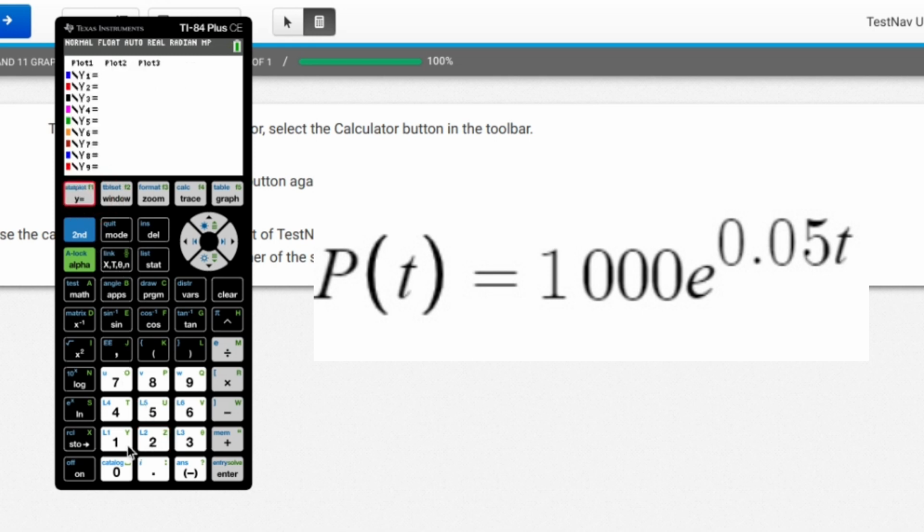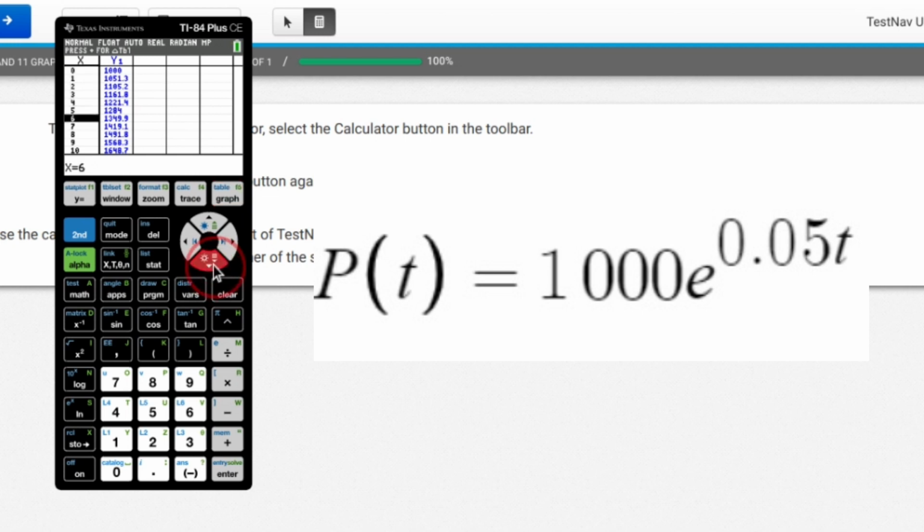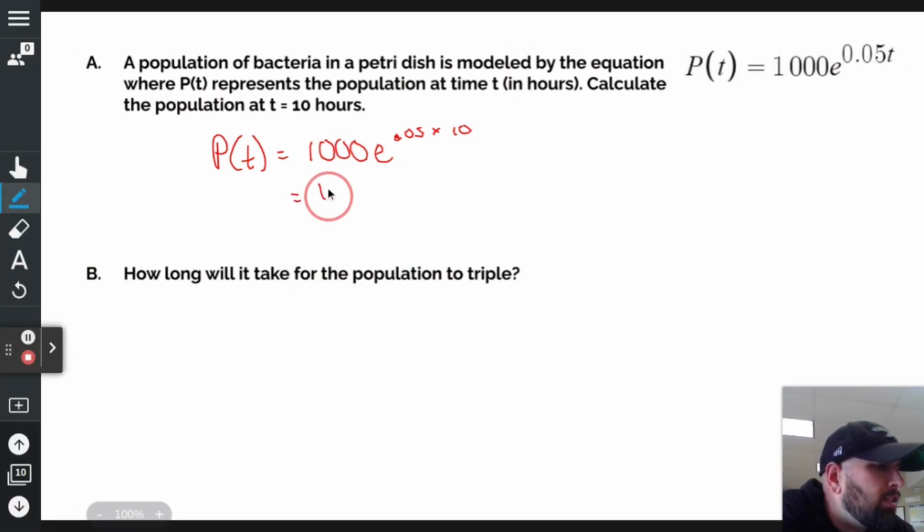What we're going to do is we're going to type in the equation, y equals 1000, e to the, right here, second ln is e to the 0.05, which tells us we have a rate of 5% times x. And if I hit a graph, it's not going to give me anything because of that 1000, but I don't really care about that. I just care about the population at t equals 10 hours. So if I hit second table, scroll down to 10, we have our guy. Okay, so our population at 10 hours of this bacteria is going to be 1648.721.